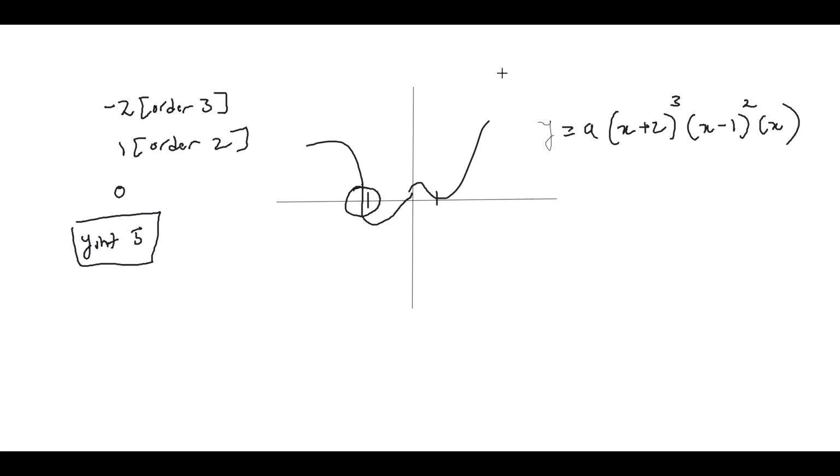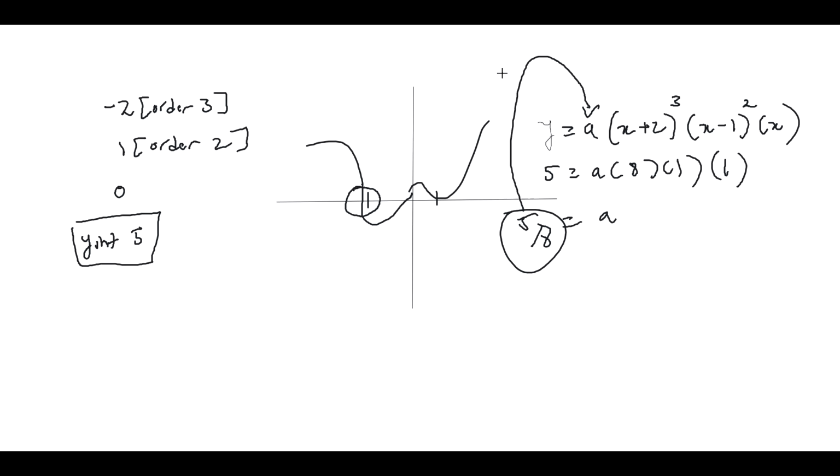Now the y-intercept is 5, so the y value is 5 when the x value is 0. So 2 cubed is 8. -1 squared is just 1. This question is not going to make sense, since you can't have a 0 on the x, but whatever. Let's just say that turns out to be a 1 as well. It's a moot question, but there we go. 5 over 8, and replace this with here, and you're done.